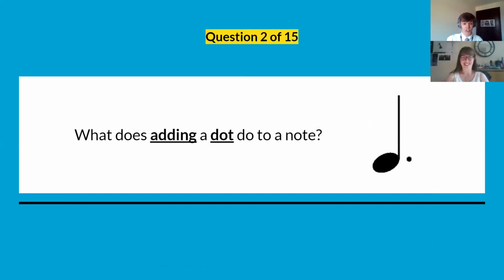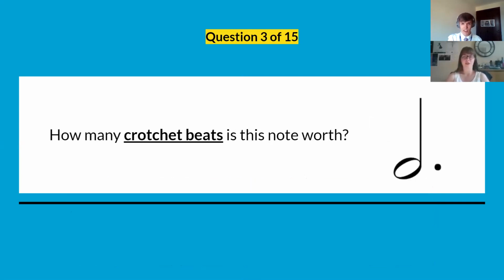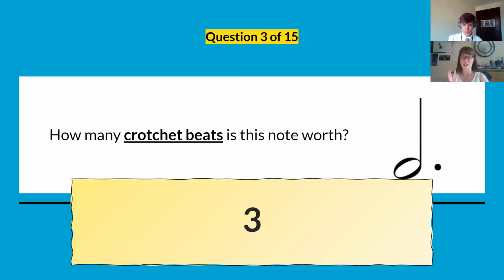Good. So question number 2, what does adding a dot do to a note? Well, it adds half of that note's value. So if you have a 1-beat note with a dot, it will add half of 1, which is a half. So it'd be 1.5 in total. That's a dotted note. Question number 3, how many crotchet beats is this note worth? Well, this is a dotted minim and it is worth 3 crotchets.